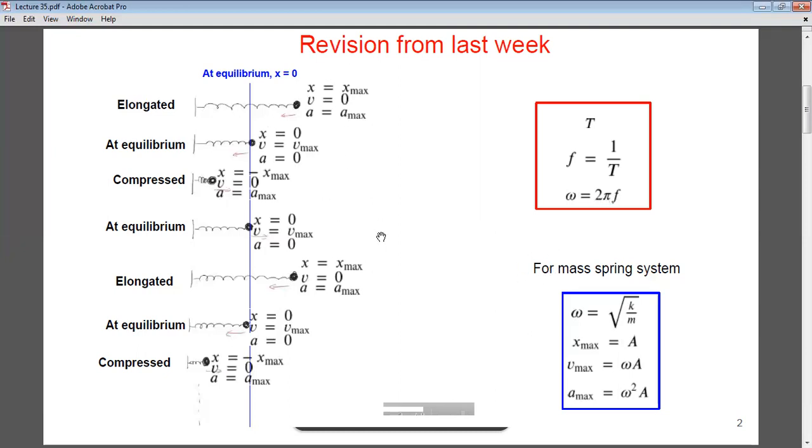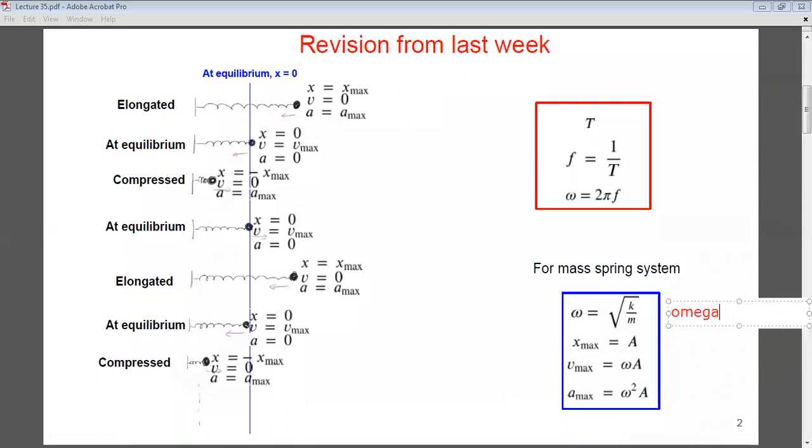Now for mass spring system, omega is also square root of k over m, okay? We can also write this equation as omega squared equals k over m. So there are two ways to write this equation. Omega equals square root of k over m, or omega squared is equal to k over m. X maximum is the amplitude. So if they ask you about the amplitude of the oscillation, I just look at what is the maximum value the mass reaches. V maximum is omega times A, okay?